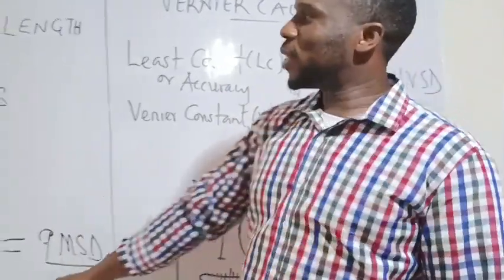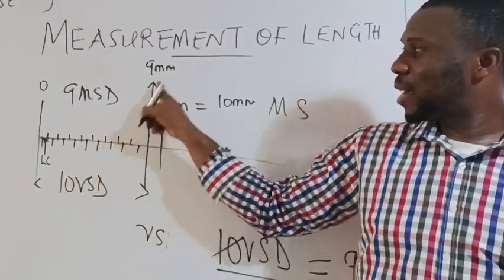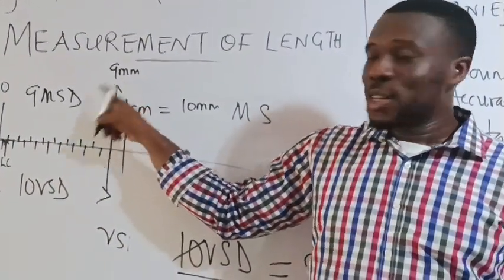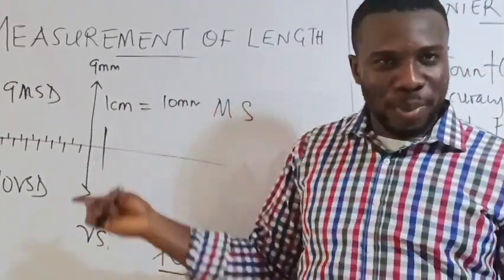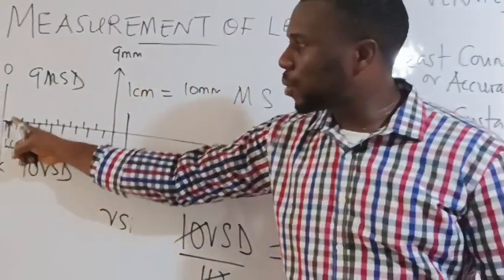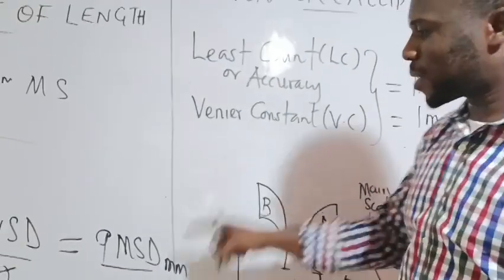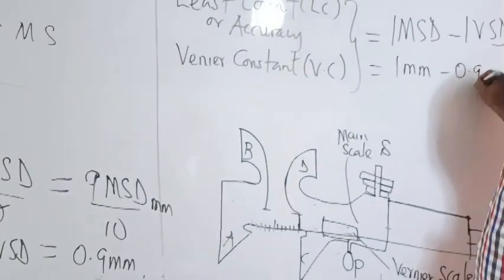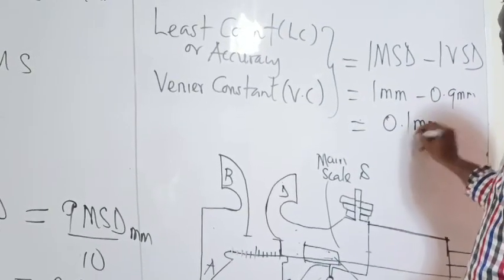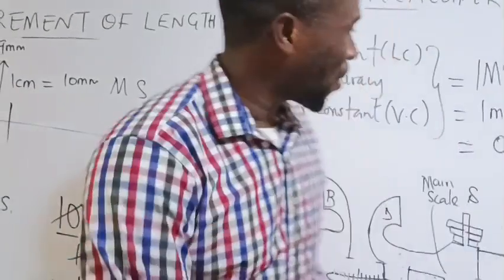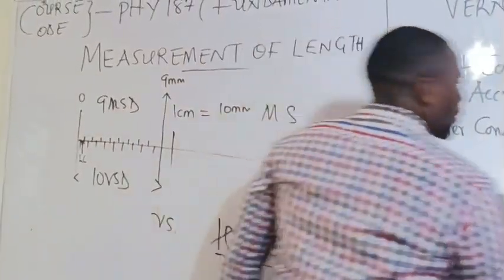Now, 1 main scale division: we could see from here that if 10 equal divisions is 1 centimeter, it means 10 of those marks is 10 millimeters, so 1 would be 1 millimeter. Is that correct? So 1 main scale division is just 1 millimeter. So this is 1 millimeter minus 1 Vernier scale division, which is 0.9 millimeter. When we subtract, we get 0.1 millimeter. This is the least count, the shortest distance with which the Vernier will slide across the main scale.